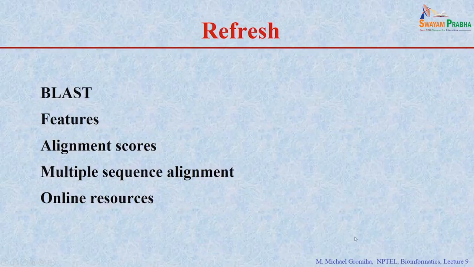alignment score depending upon the different aspects, right? One is you can do it with the matching pairs. The second one you can do with the similarity, then with the identity, then the query coverage, then the p value or the e value. You can see the probability of having that alignment with the specific threshold score, or the expected value. Then we discussed multiple sequence alignment.